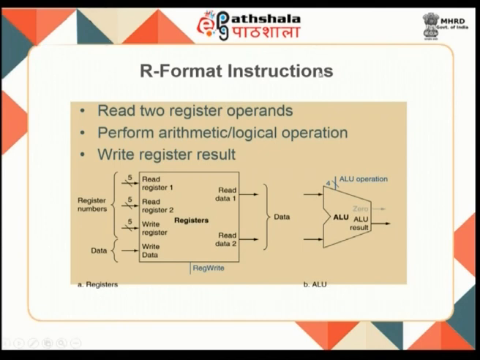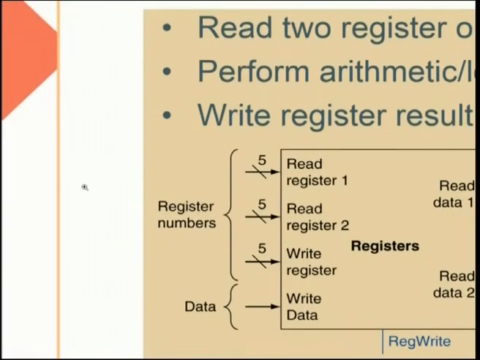If it is an R format instruction, you have to read 2 register operands, perform the arithmetic or logical operation, and write the register result. So, if it is an R type instruction, you know that you have 2 register specifiers. A 5-bit field specifies one of the register operands, and another 5-bit field specifies the other register operand.